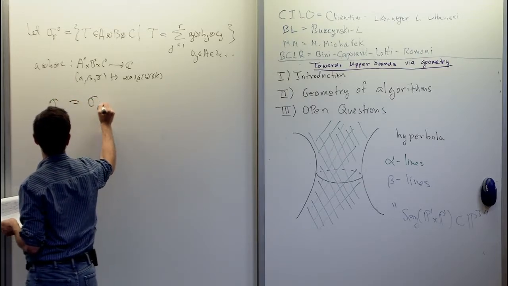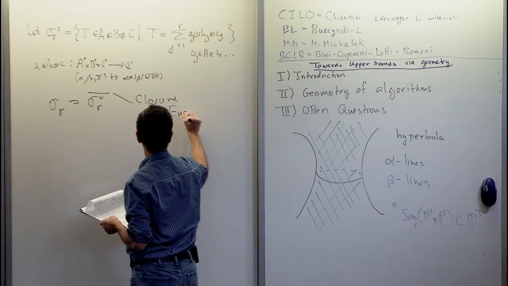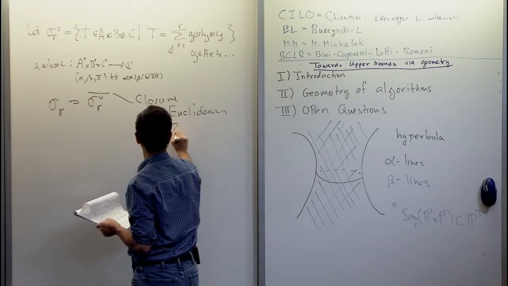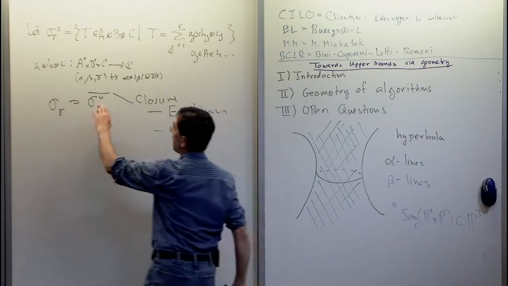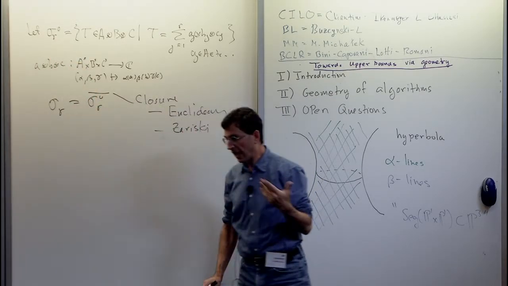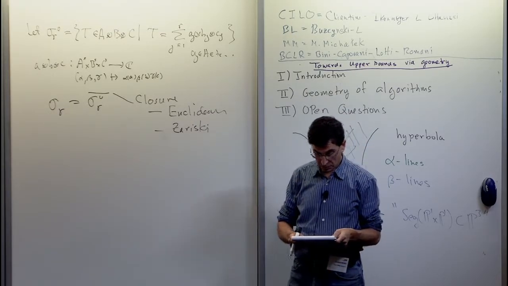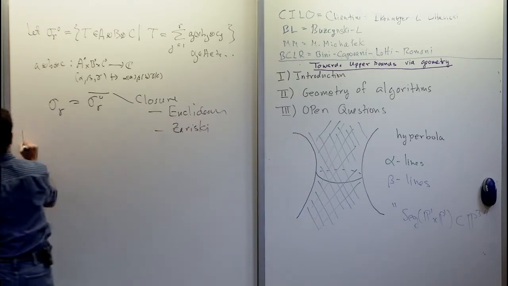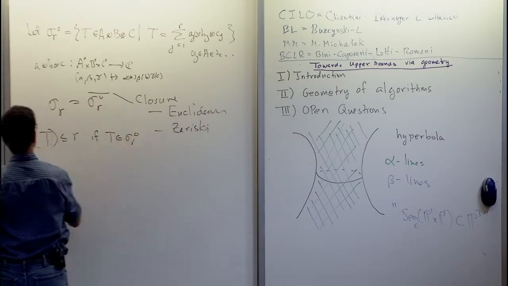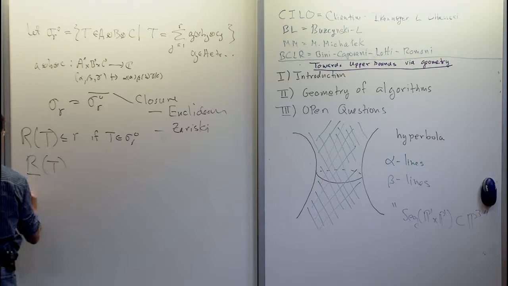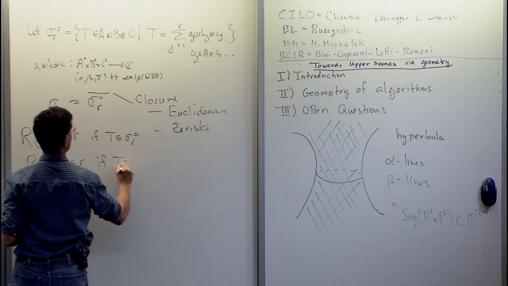So sigma_r will just be the closure. And you can either take Euclidean, that is under limits, or Zariski, that is the common zero set of all polynomials vanishing on this set. And it's an elementary theorem in Mumford's book that you get the same answer. We'll say the rank R(T) is less than or equal to r if T is in sigma_r^0, and R-bar(T), this is called the border rank, is less than or equal to r if T is in sigma_r.